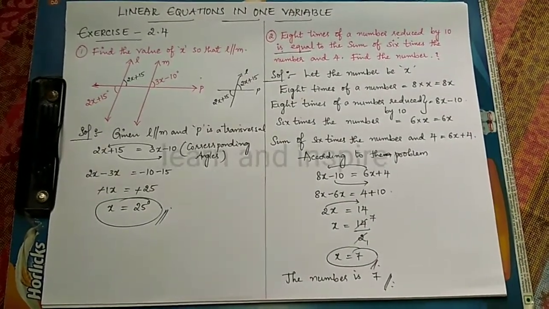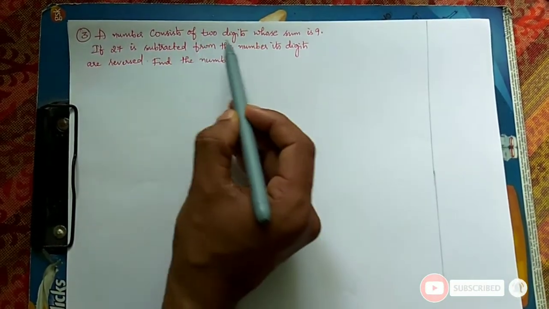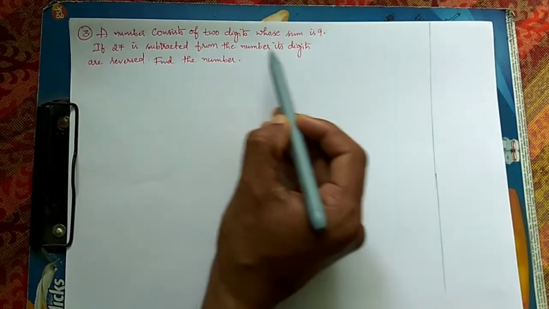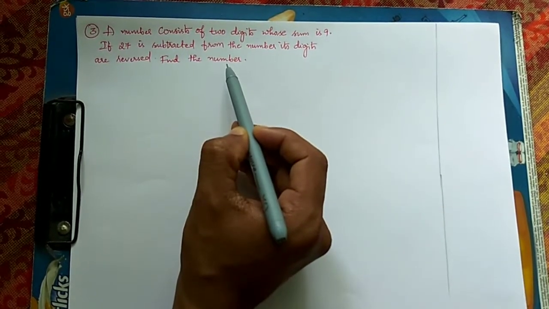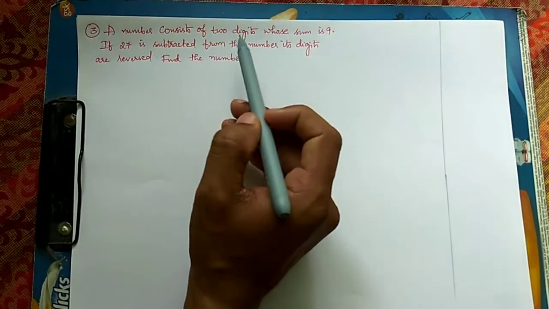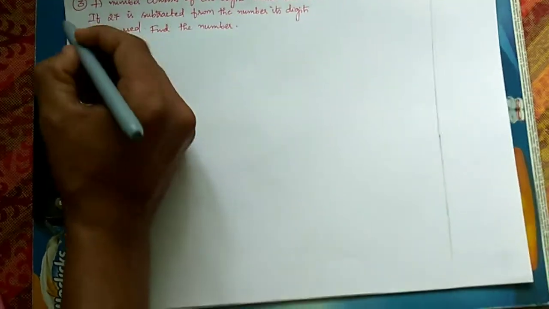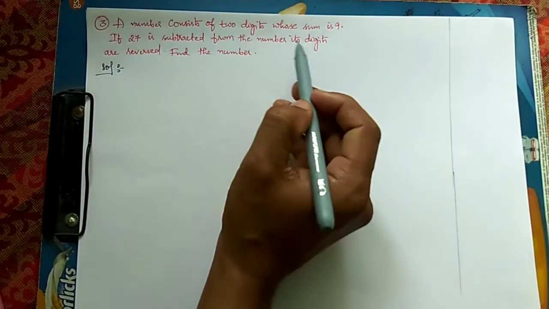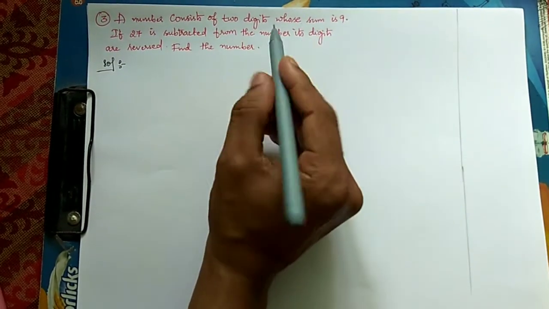Let's go for the third one. The next question, number 3. A number consists of two digits whose sum is 9. If 27 is subtracted from the number, its digits are reversed. Find the number. So we do not know the two-digit number, so we have to find that number, and the sum of those two digits is 9. That means if I add those two digits, their sum will be 9.